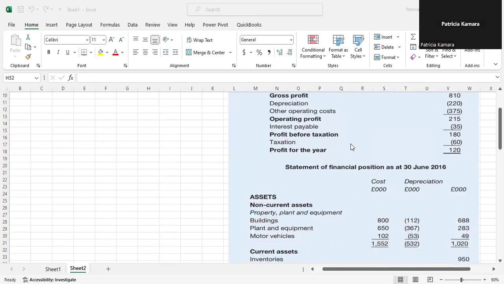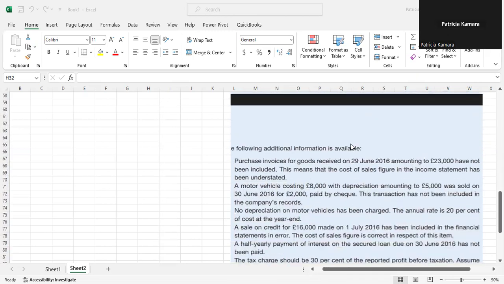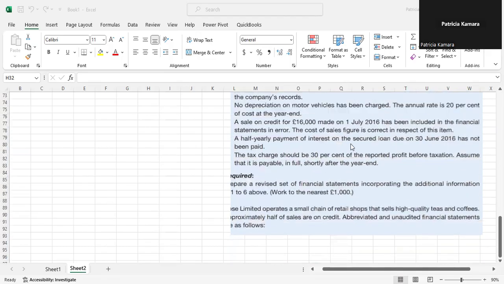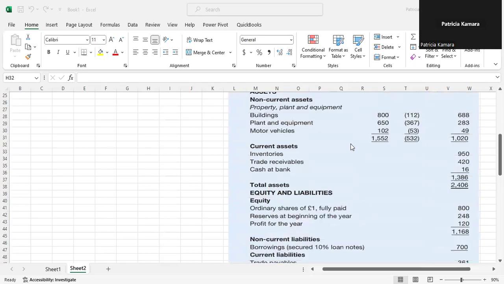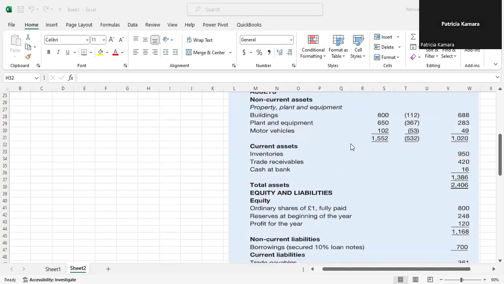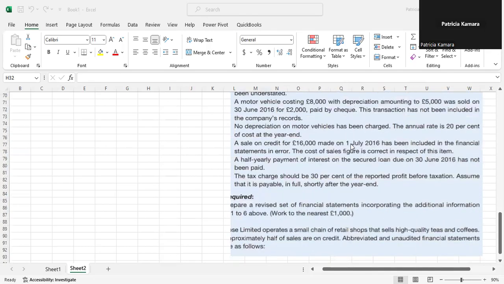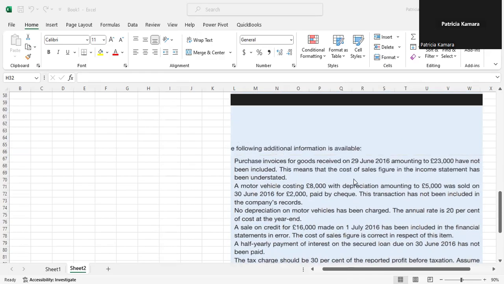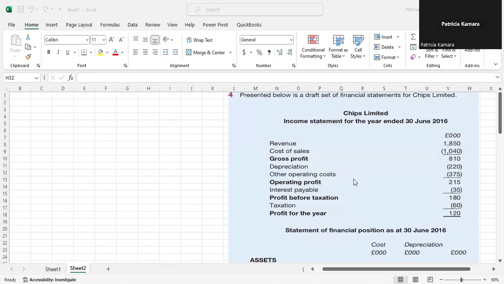And then there are a few adjustments that will have to be made to the account. This account has already been prepared, but there are some errors and adjustments that need to be done. So as part of our requirements, we are required to prepare a revised set of financial statements, which is the income statement and the statement of financial position, pardon me.